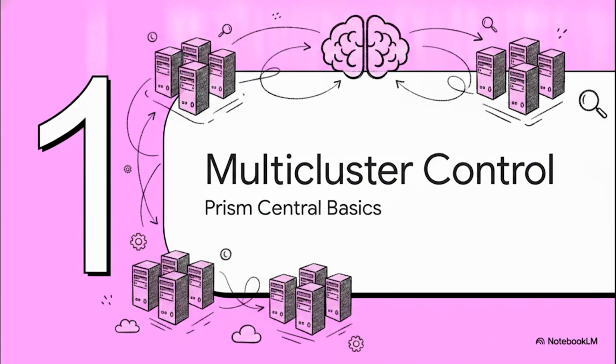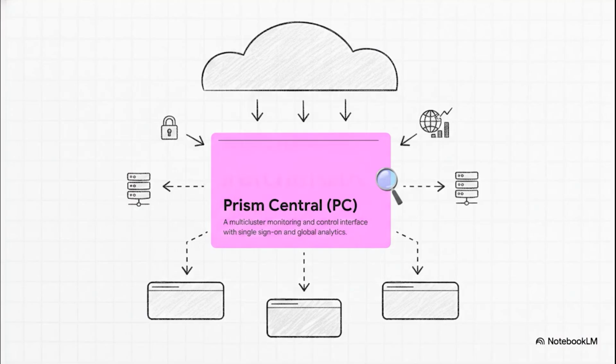All right, Section 1, the multi-cluster control plane. So, what actually is Prism Central? Fundamentally, it's your multi-cluster control plane. Think of it as the ultimate overarching management umbrella for all your environments.